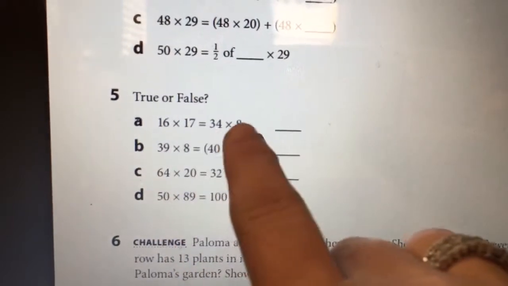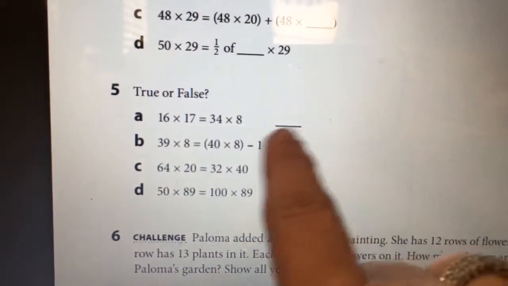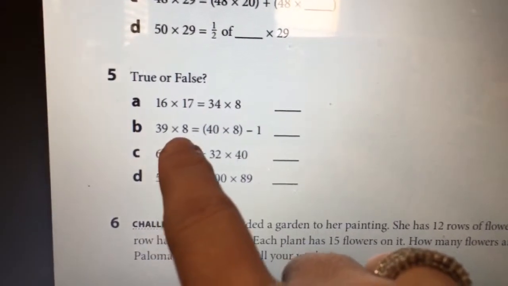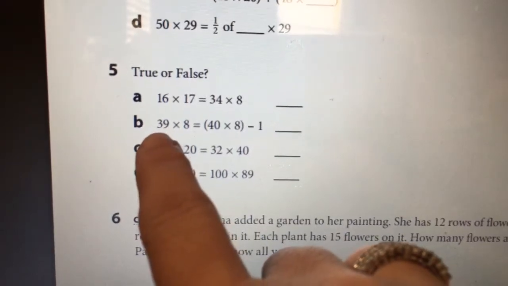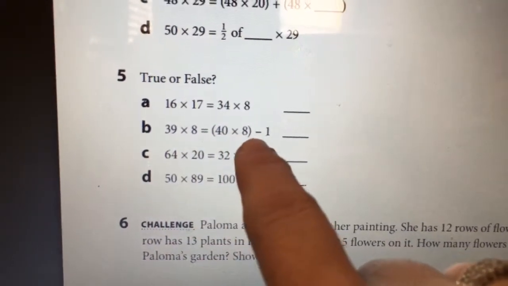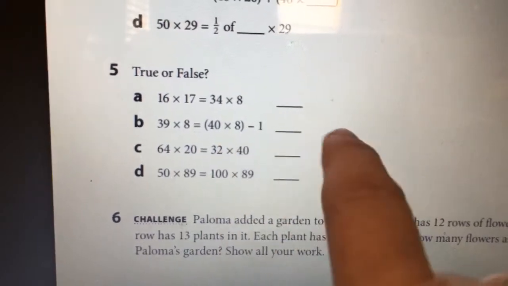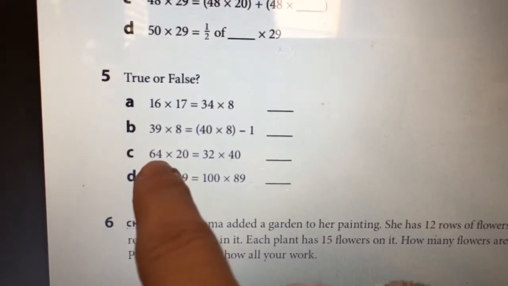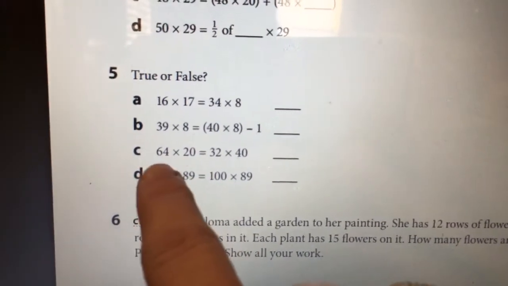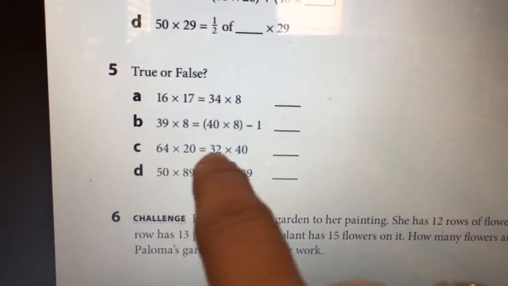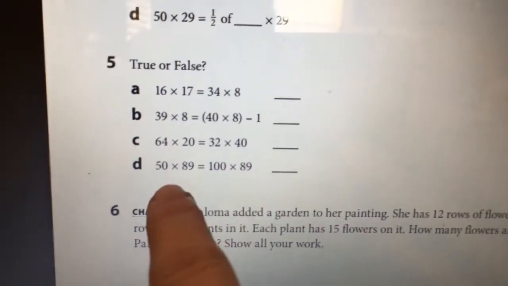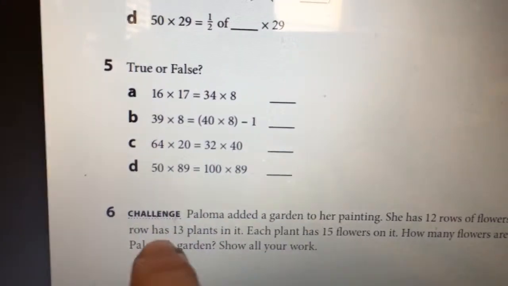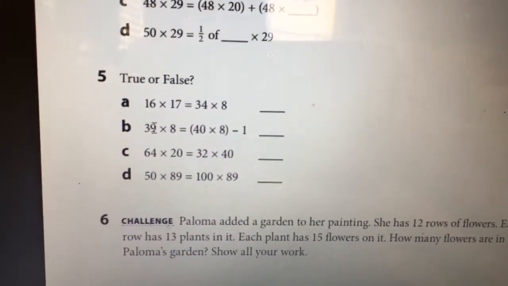And then true or false is doubling and halving. 16 is doubled, 17 is halved. That's a true. B is false because it should be 39. 40 times 8 minus 1 times 8 in parentheses. That should be false. C, 64 times 20. So 64 is halved to 32, and 20 is doubled to 40, so that's true. 50 is doubled to 100, but 89 is not halved, so that's false. So those are a lot of doubling and halving on those.